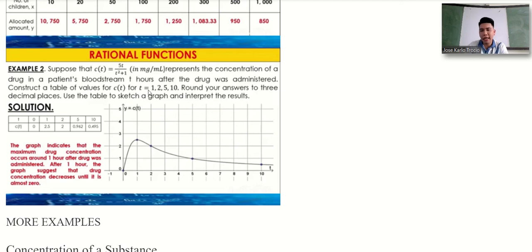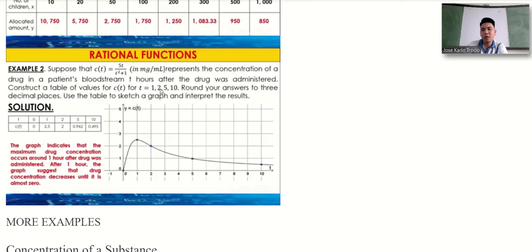And you are given the time. You have 0 time, or less than 1, then 1, 2, 5, and 10 hours. That is per hour. So all you need to do is to substitute 1 here. So 5 times 1 divided by 1 squared plus 1, that is 2.5.